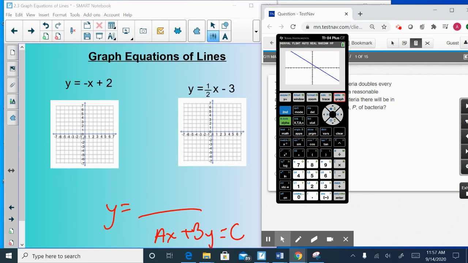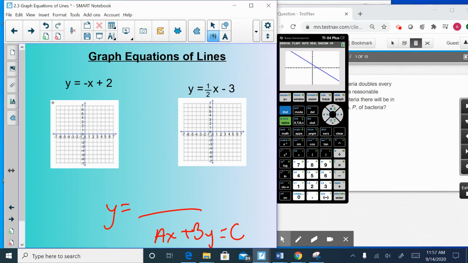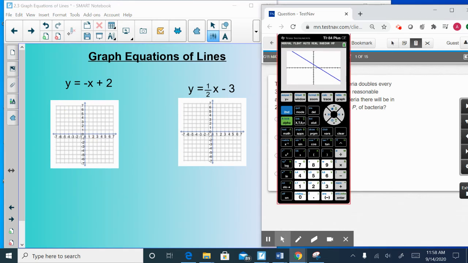At least for my class, I'm never going to allow you to just look at this line and then be like, looks like that, and then call that sufficient. That's not how I actually want you to take the information from your calculator and translate it into a graph on a piece of paper on a quiz or a test or something. Instead, what I want you to do is use another feature of your calculator.